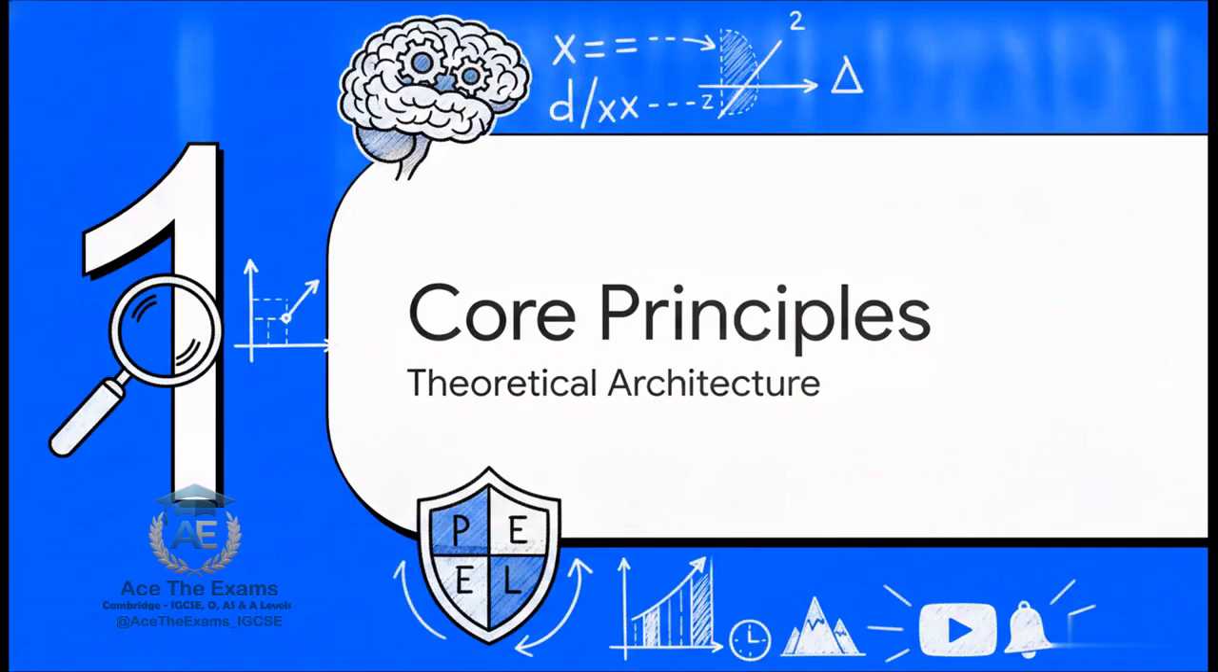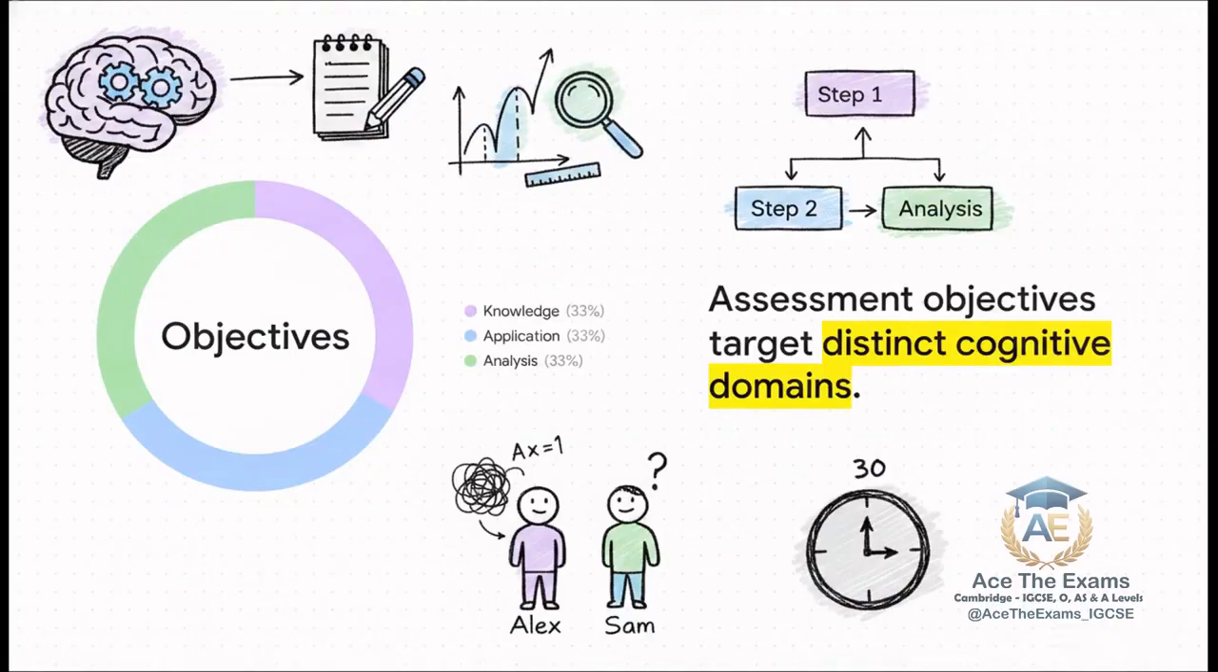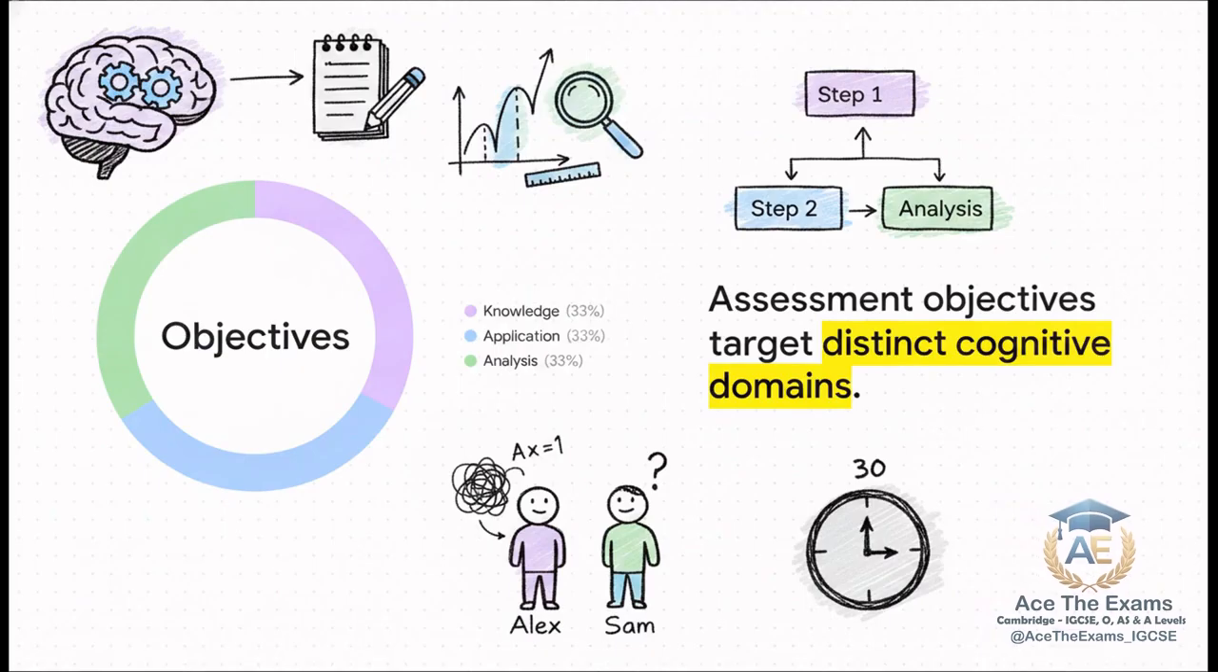Sector 1, Core Principles. Before we can even think about executing complex calculations, we absolutely must understand the foundational rules of engagement. If the foundation is weak, the whole structure collapses under the pressure of the exam timer. You see, the theoretical architecture of differentiation notation rests entirely on precise definitions and causal relationships.